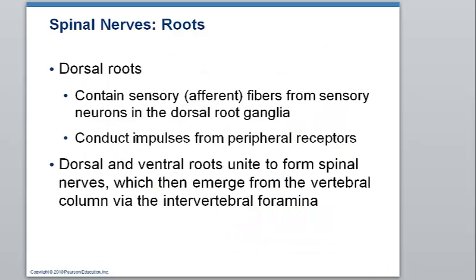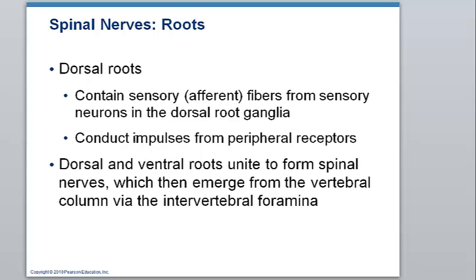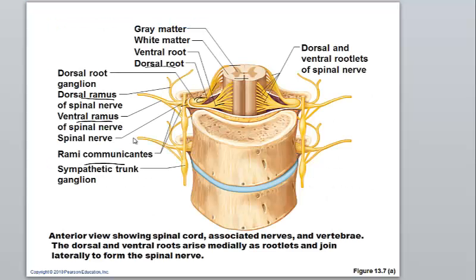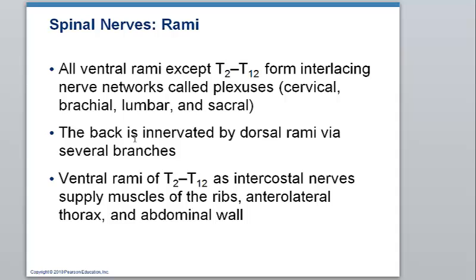All right. So let's talk about the roots. The ventral root is the motor and goes to the skeletal muscles. Dorsal root is sensory. It goes up from the periphery to your CNS in the body. As soon as the spinal nerve is formed, it comes out and it branches. You have the dorsal ramus, ventral ramus, and the meningeal branch and rami communicantes that we're going to talk about in the next chapter. That's the autonomic.